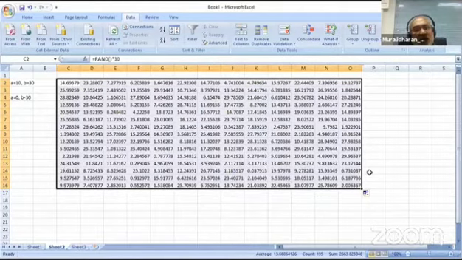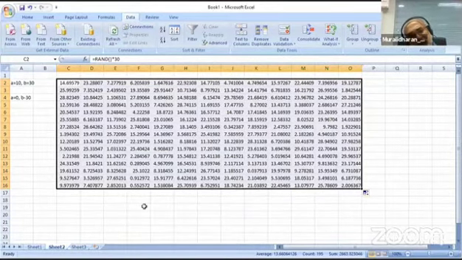Because this rand function is an Excel function that generates different numbers between 0 and 1 every time, I multiplied by 30. That's because I use that formula. If you recall the formula for random generation, a plus (b minus a) times u. Here a is 0, b is 30, so it amounts to random times 30. This is one way of generation.